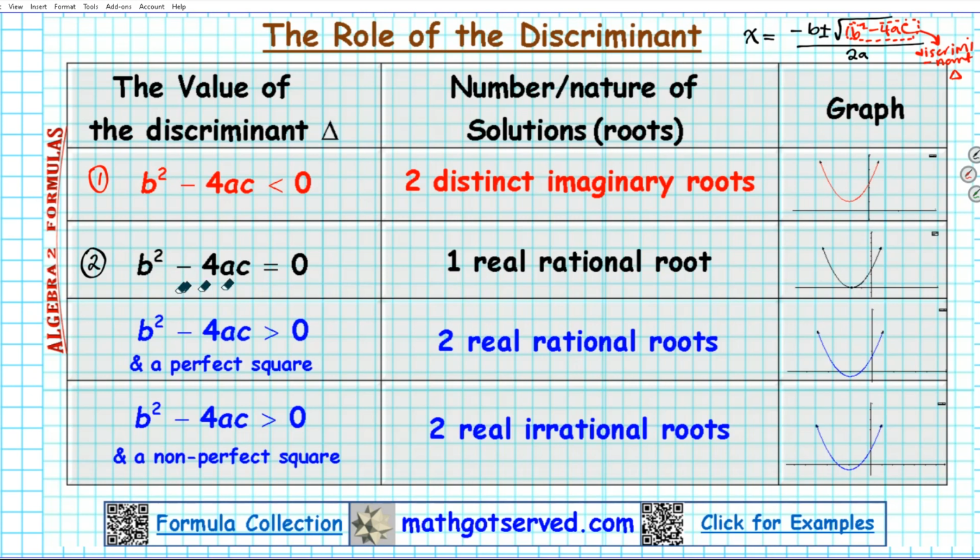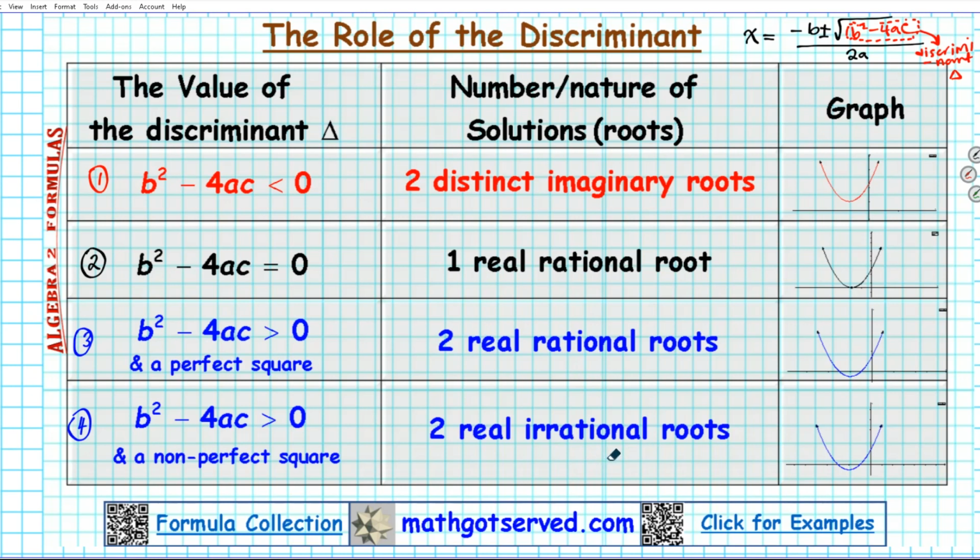Case number 3 and 4 are cases where you have a positive discriminant value. When your discriminant is positive, you're going to have two real roots, okay? If it is a perfect square, you have case 3 where it's two real rational roots, because when you take the square root of a perfect square, you have a rational number. And then in case number 4, b squared minus 4ac is greater than 0 and it's not a perfect square. In that case, you have two real irrational roots.